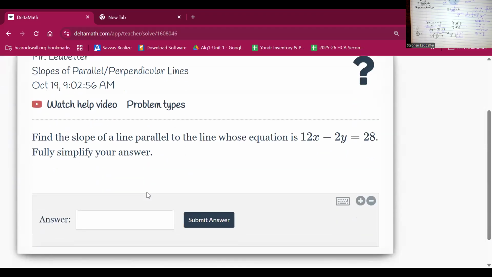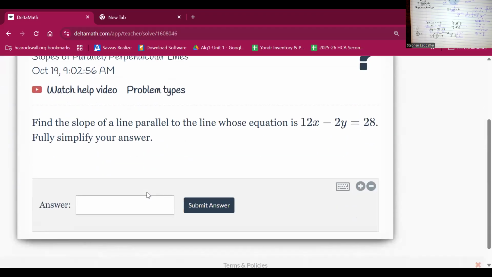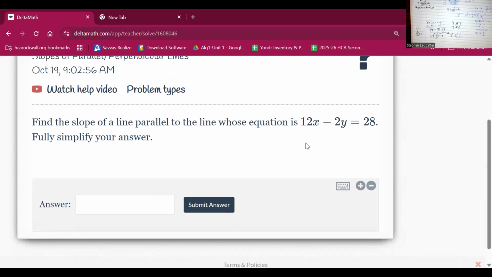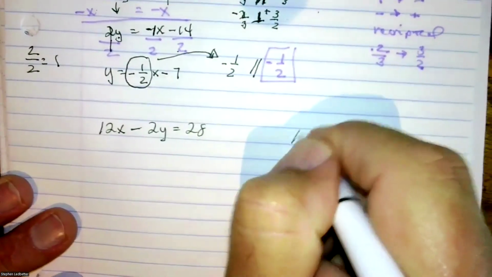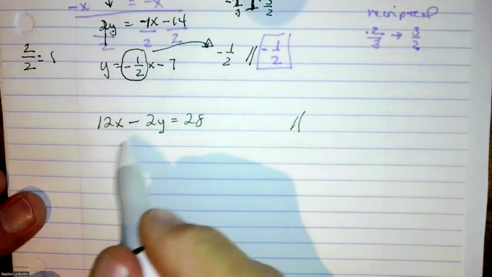All right, let me see if there's a different type. Oh, this is a good one. Let's do this one. If I can find a parallel one very similar to this, then we'll go on after that. So let me write this problem down. Oh, I did not look. I think it said parallel. Yeah, it was parallel. Okay, so here we go.